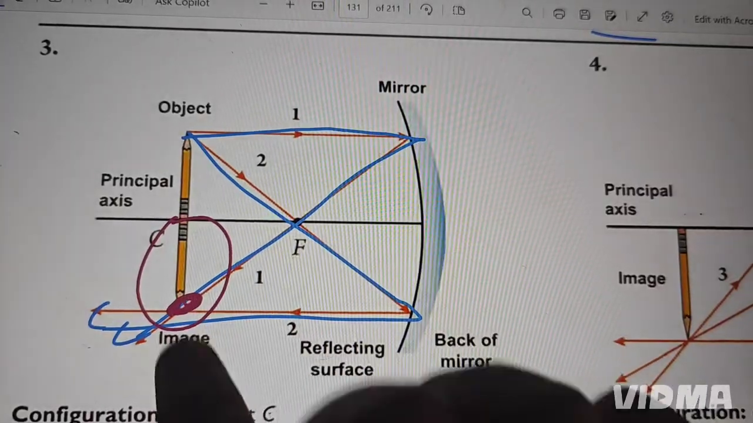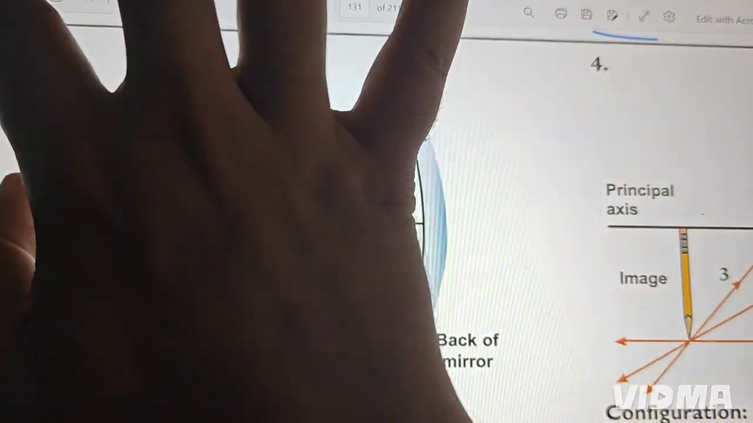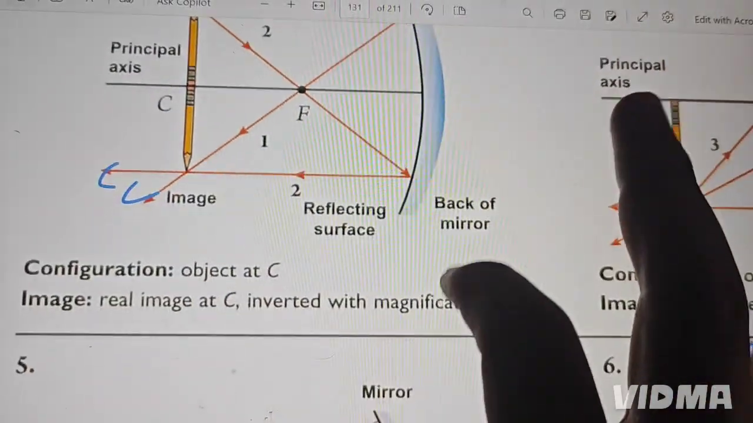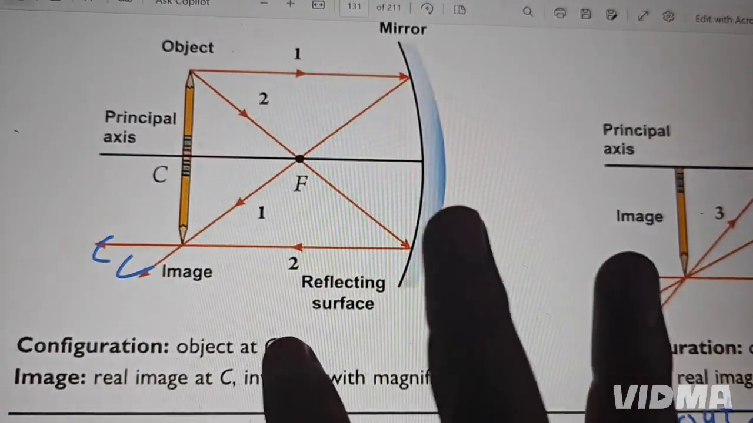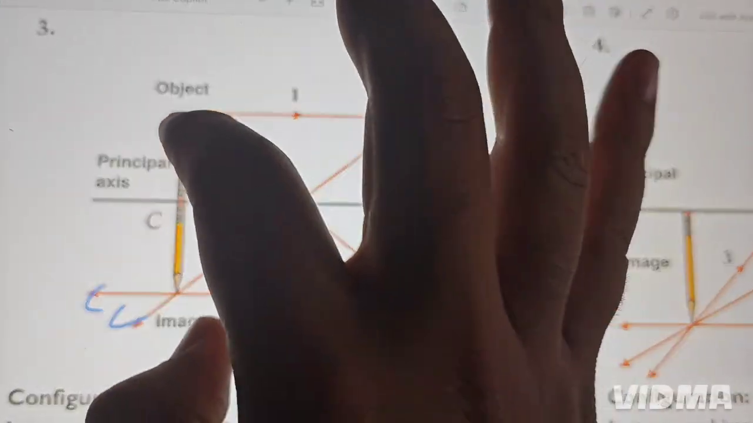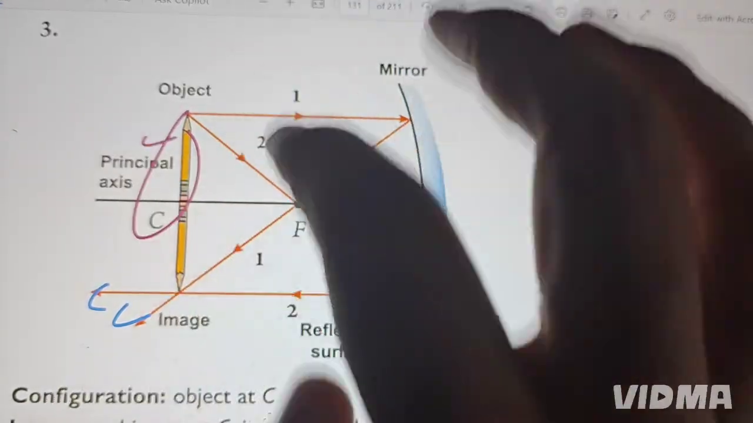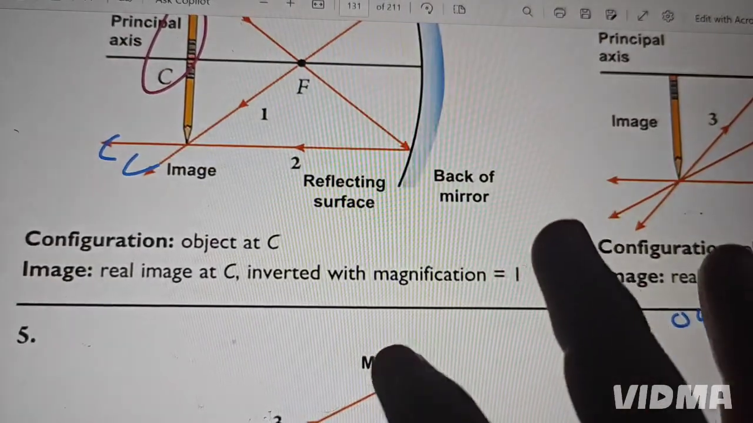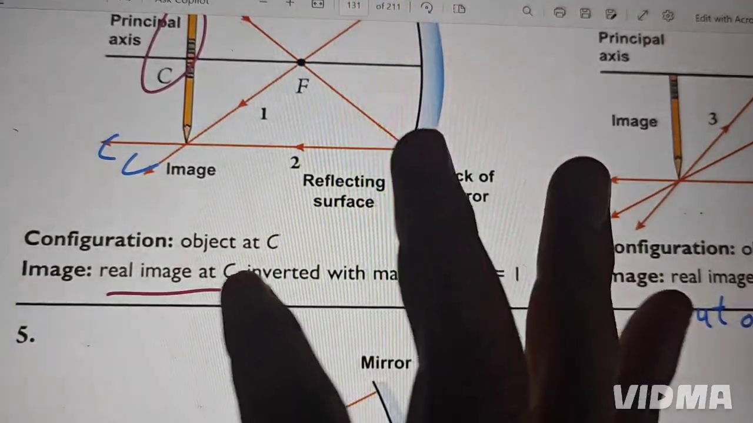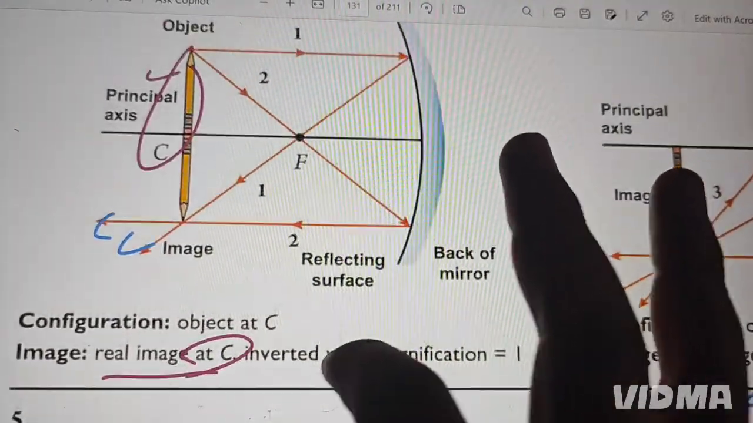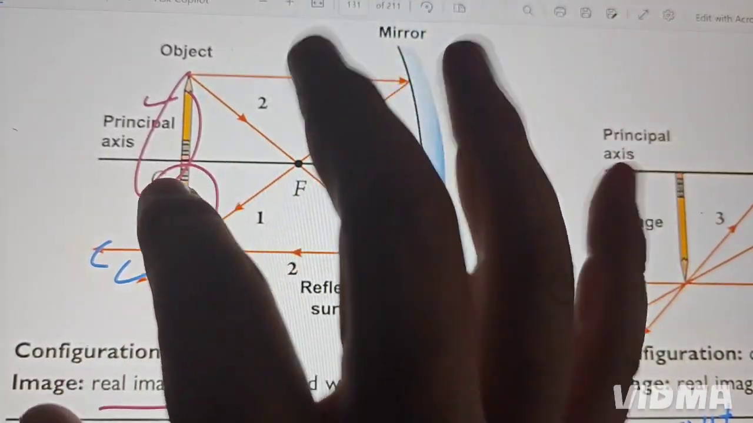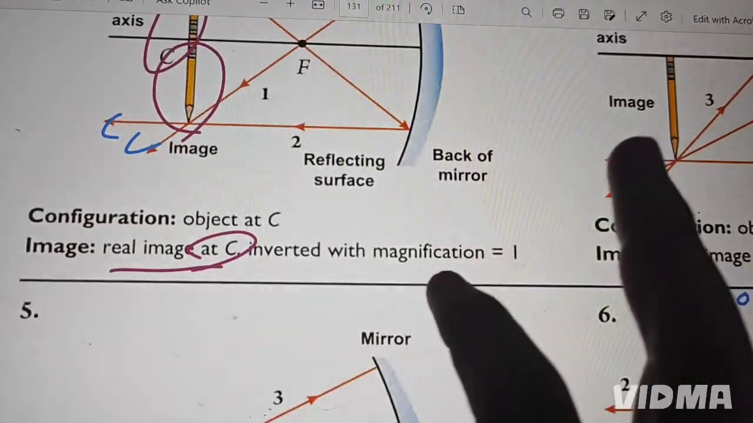So again in here we have image, but let me read the property. Look, the configuration. Where is the object position? The object position is at C. This is the object that we have at C. Real image, because we have image in front of the mirror. Again, the position of the image is the same thing, at C. The object and image, both of them are located at C.